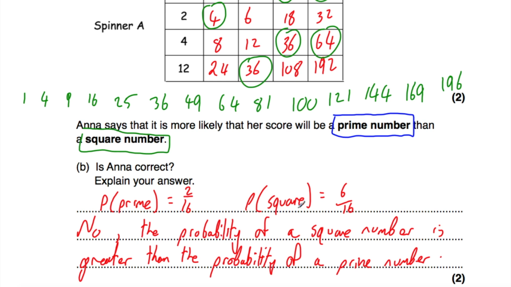Just explain that no, the probability for a square number is greater than the probability of a prime number. And that's it. Now you could, as I said, mention just that in the grid there's 6 square numbers and 2 prime numbers. So therefore it's more likely that Anna's going to get a square number than a prime number. But I've just looked at the probabilities. Okay, let's look at our next question.